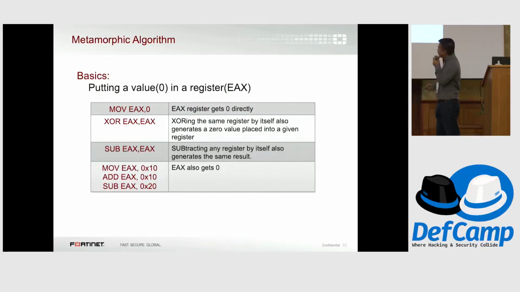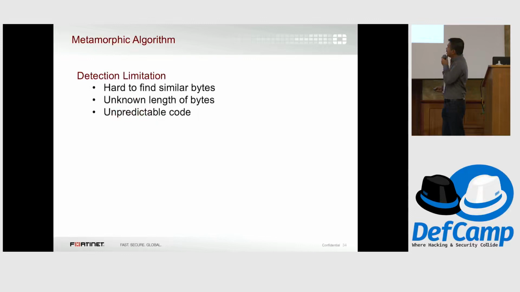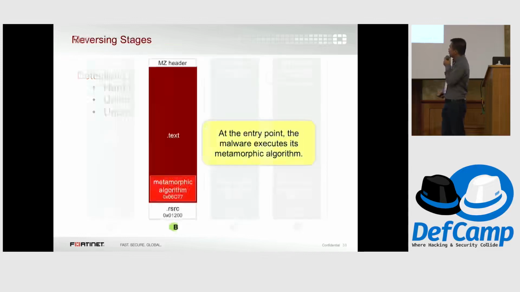For the metamorphic algorithm, the basics is that these are readable codes, MOV EAX, XOR EAX, and so on. But if you look closer, these codes are all the same. They only put value 0 into the register EAX. The same thing with other malware. If they're using a metamorphic algorithm, they're just using different combinations of code, but they're still doing the same thing. So that is a metamorphic algorithm, something like this. Normally, it is hard to find similar bytes if you're trying to do detection. Unknown length of bytes and unpredictable code, it will look something like this.